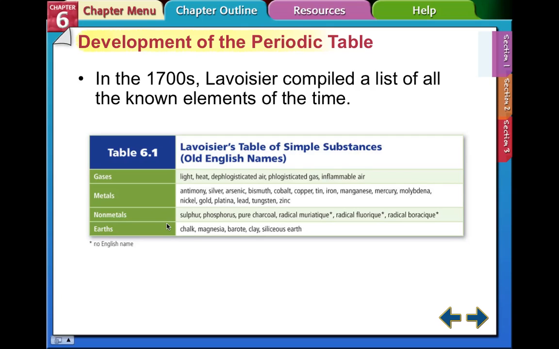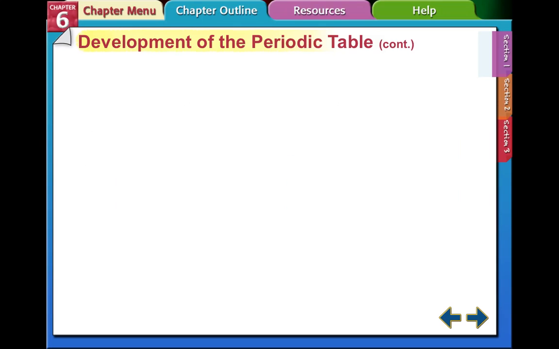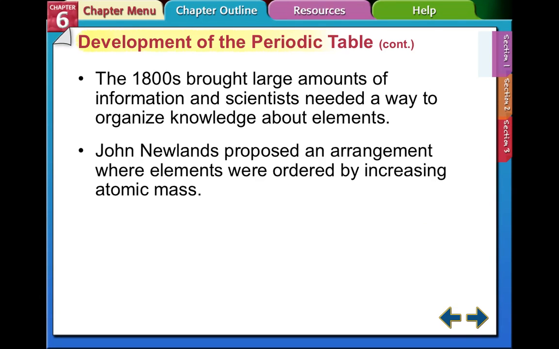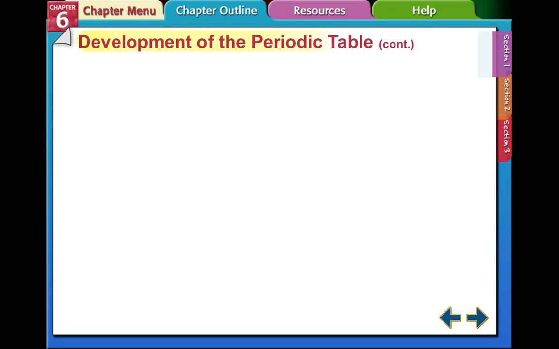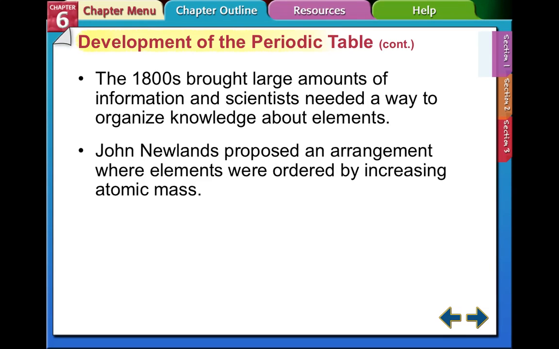As electricity was invented, it was a lot easier for them to be able to break down the compounds in the elements, and they were able to identify more and more. So the electricity definitely helped with that. In the 1800s, the more technology, once again, that they were finding, it was easier for them to find new elements, and then they had to organize those new elements.